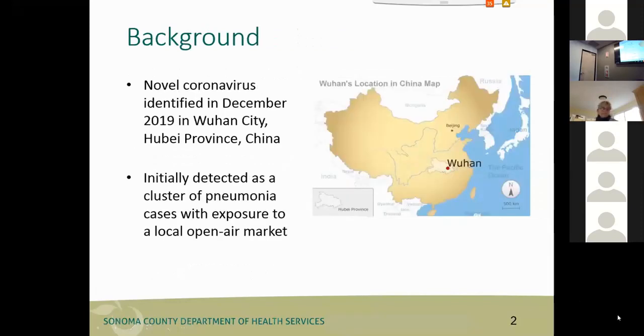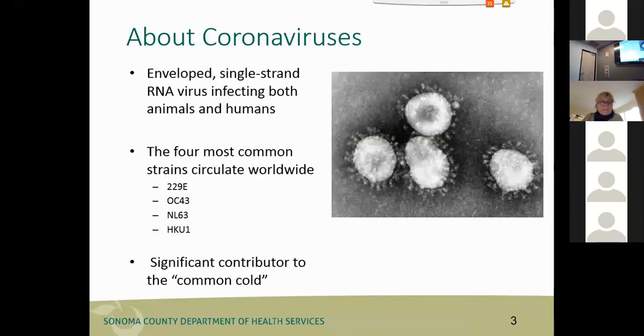This novel coronavirus was identified in December 2019 in Wuhan City in the Hubei province of China, and it was initially detected as a cluster of pneumonia cases with exposure to a local open air market. Coronaviruses are enveloped single-strand RNA viruses that infect both animals and humans. There are 4 common strains that circulate worldwide, and they have very memorable names: 229E, OC43, NL63, and HKU1. And these are significant contributors to the common cold, and they circulate every year.